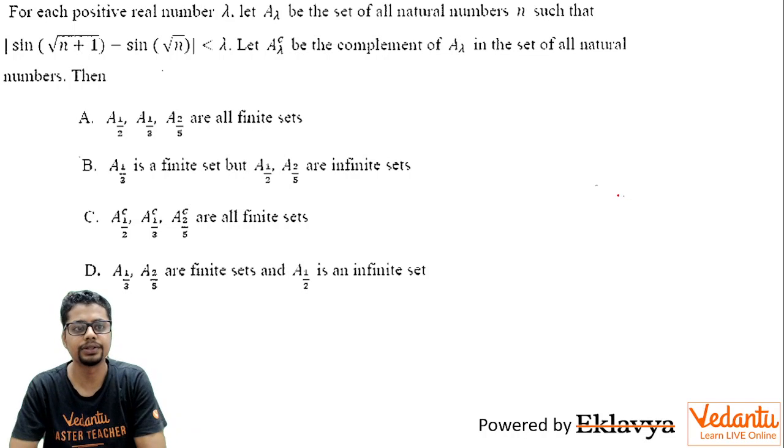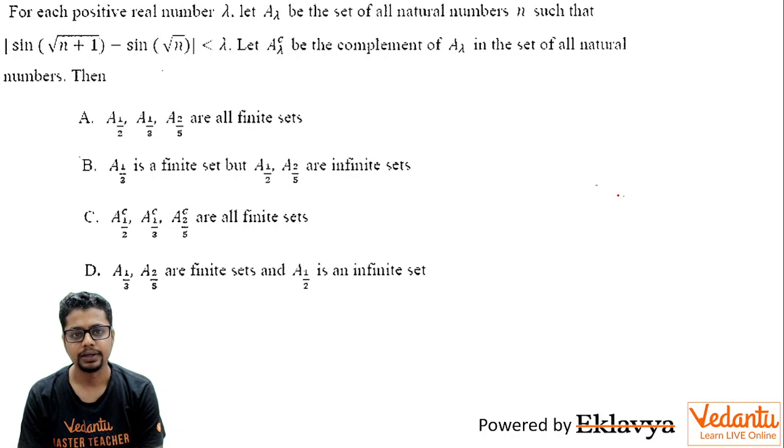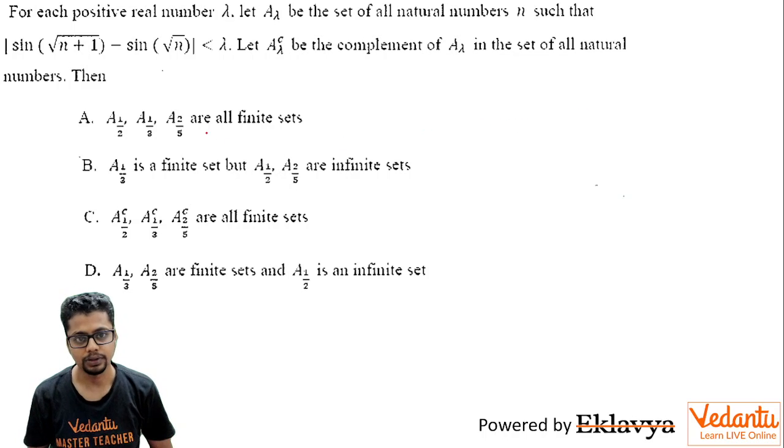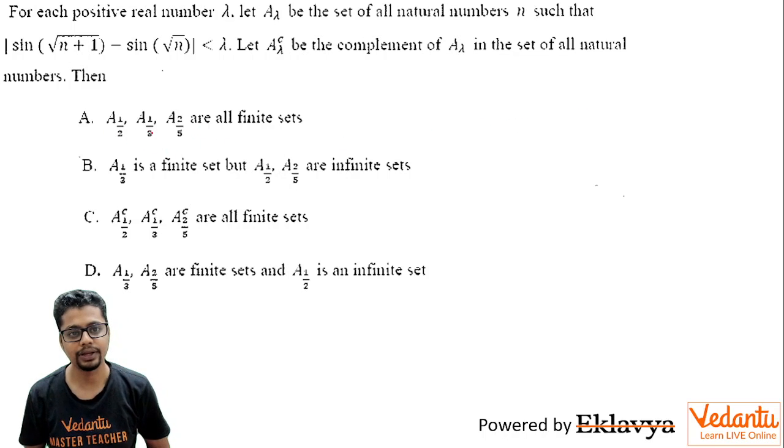Hi everyone, the question is: for each positive real number lambda, let A lambda be the set of all natural numbers n such that the modulus of sine of root n plus 1 minus sine of root n is less than lambda. Let A lambda superscript c be the complement of the set A lambda in the set of all natural numbers. Then we have to comment upon A of a half, A of 1 by 3, A of 2 by 5 or their complements, which of them are finite sets or infinite sets. Exactly one of these options is supposed to be correct.